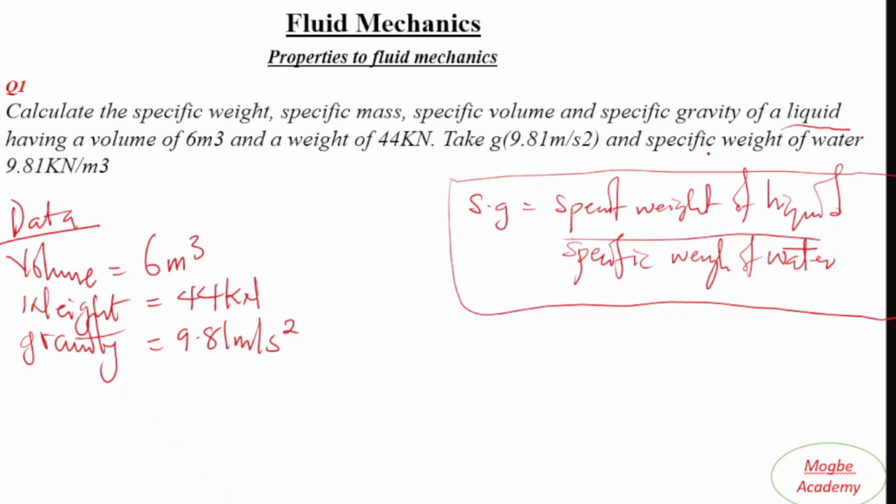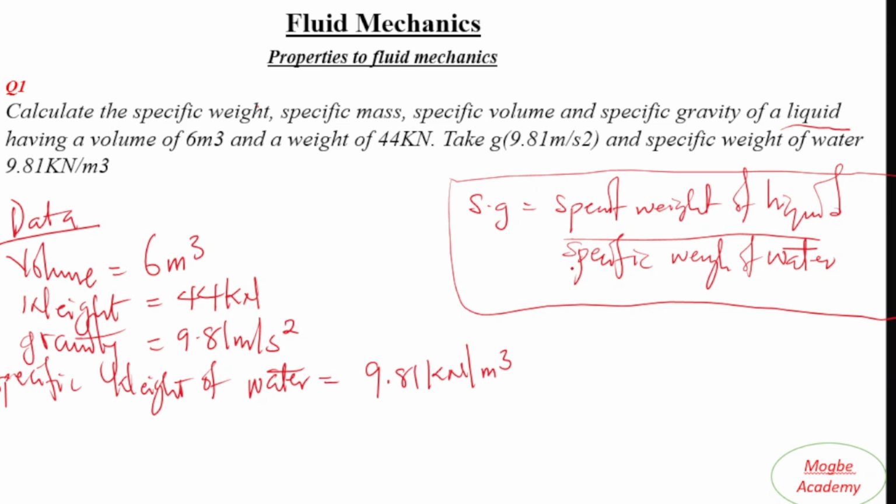Am I communicating? Now, since we've been given gravity, and we've also been given specific weight of water, you can take down your specific weight of water, as the case might be, will be equal to what? 9.81 kilonewton per meter cube. I told you that this is always a constant that will be given to you in your question. If you are not given in your question, then just have it in mind that your specific weight of water is what? 9.81 kilonewton per meter cube.